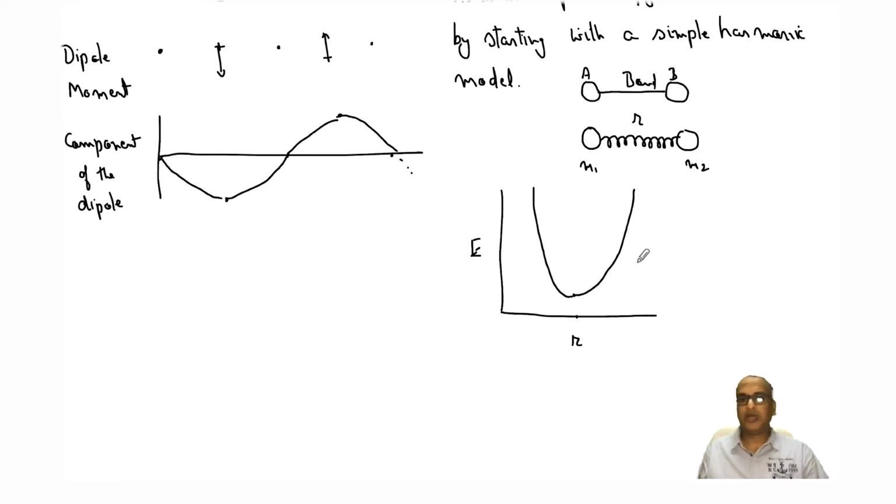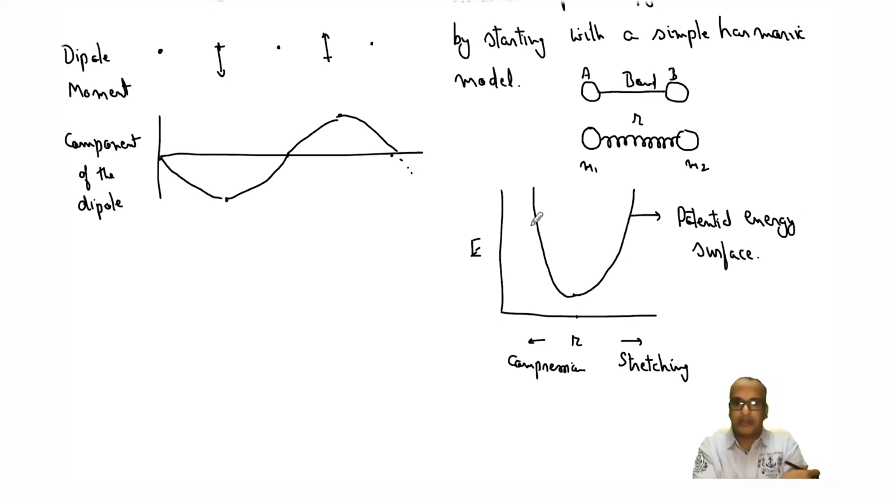So this is called as a simple harmonic model. So either way you go, the energy will increase. So this side is compression of the spring or the bond, and this side is stretching of the bond or the spring. And this particular plot is called as potential energy surface. So this is compression, stretching, and potential energy surface.